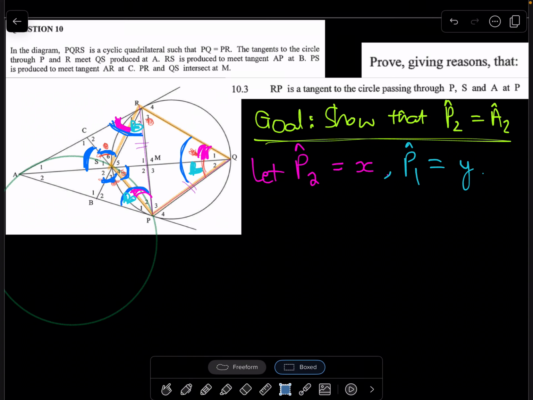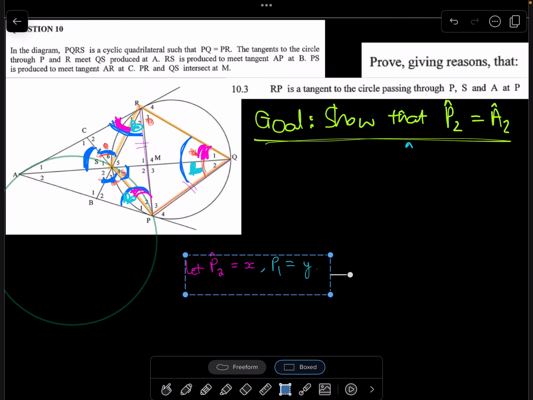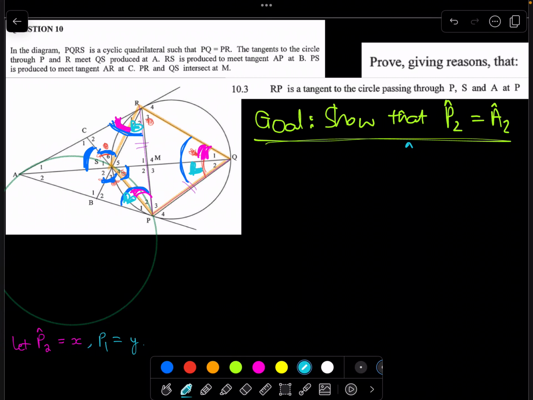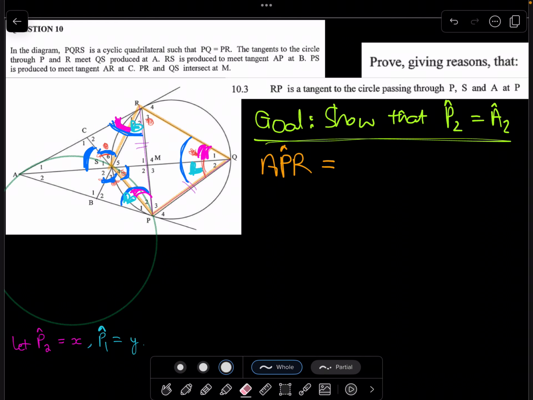So maybe we don't quite need this yet. I'm just going to put it away for 2 seconds. Okay, we are going to start out by saying angle APR is equal to angle ARP. Let me write it and then I will justify it better.